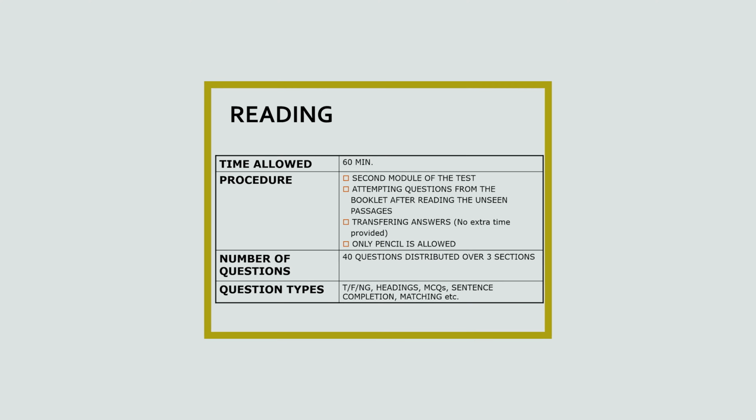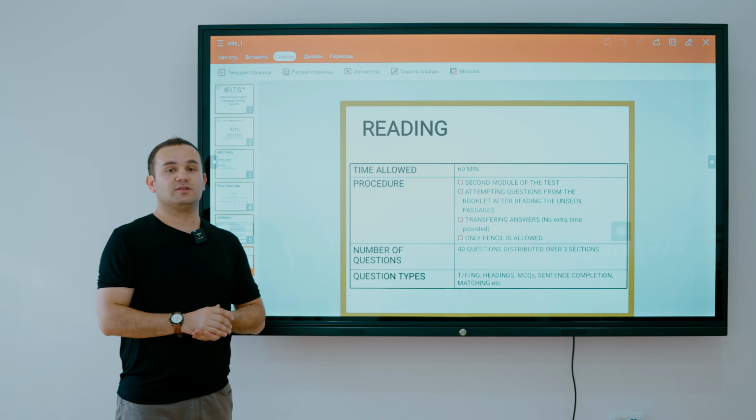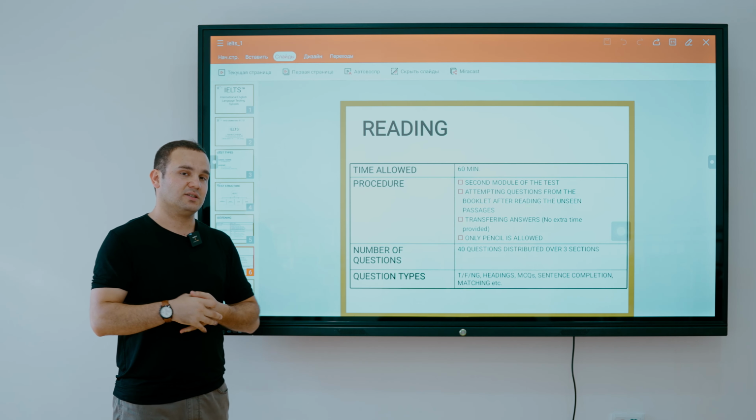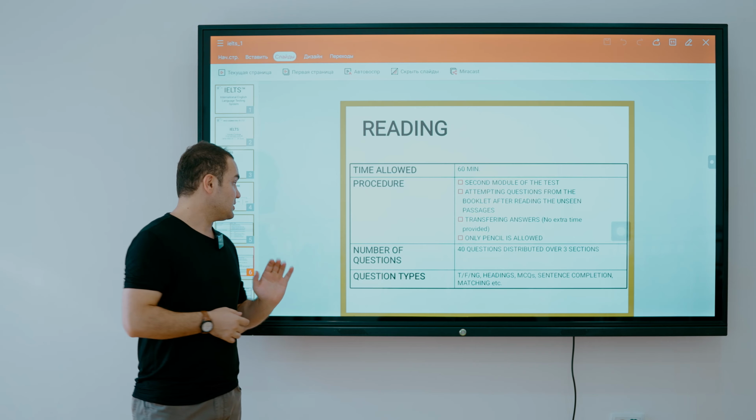The 40 questions are distributed over 3 passages. For example, in the first passage there are 13 questions, and the second passage also has 13, but the last passage usually has 14 questions.